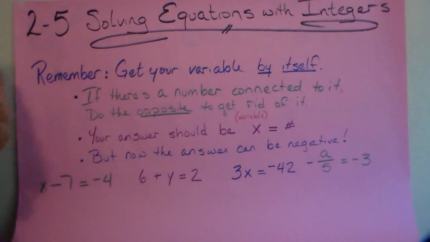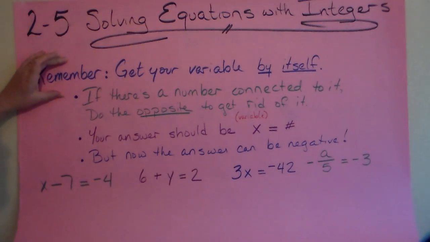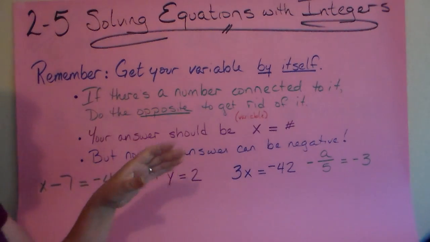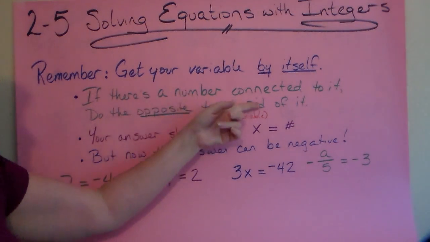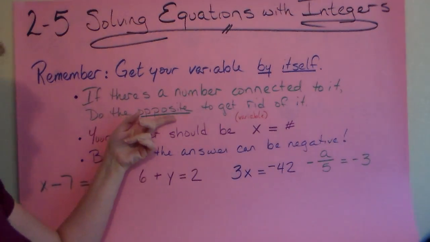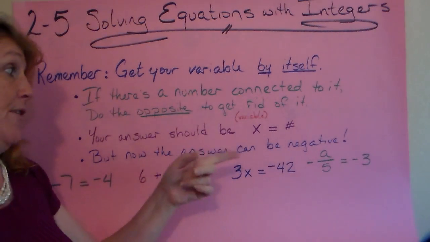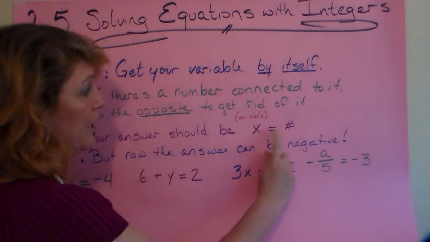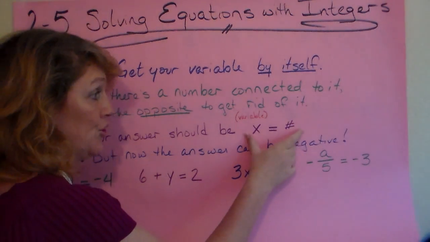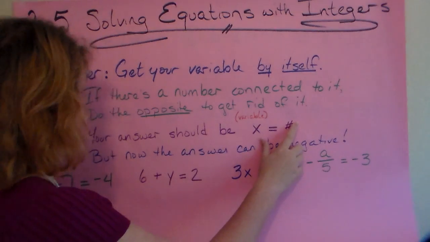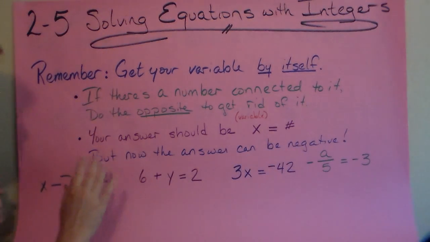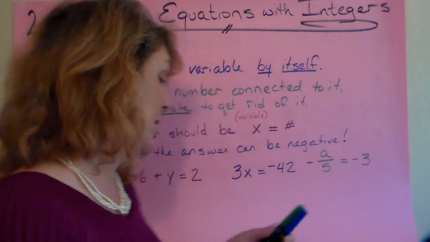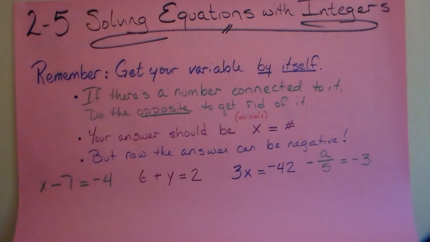So remember, when you're solving an equation, you want to get your variable by itself. If there's a number connected to your variable, you have to do the opposite to get rid of it. So your answer should look like variable equals number. It should just be that, and then you're done. But remember, now the answer can be negative, so now you've just got to watch, okay? So let's try some of these.